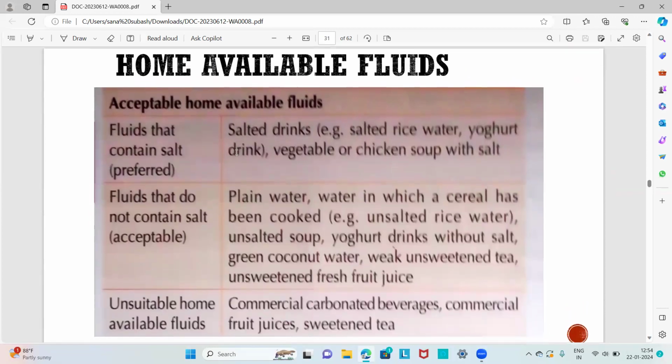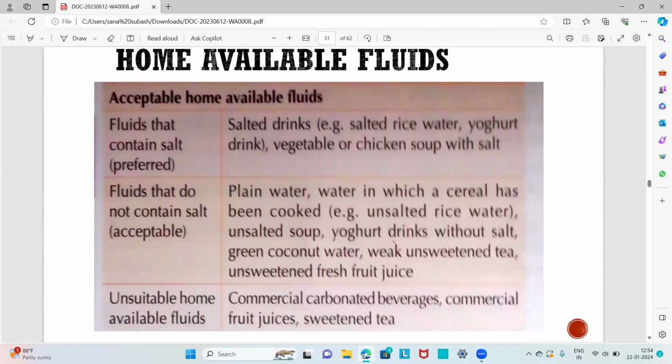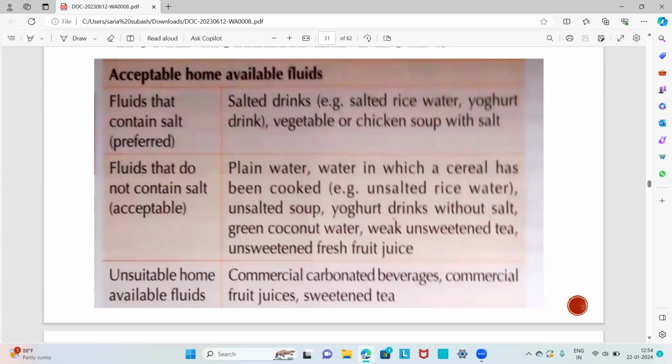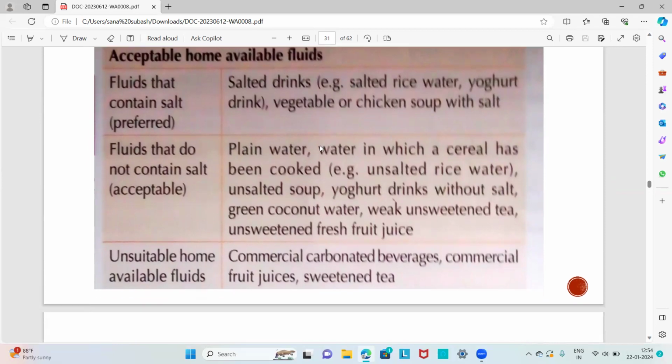Then about the home available fluids: instead of ORS, we can also give home available fluids to the children. Acceptable home available fluids are the fluids that contain salts. Preferred are salted drinks, that is salted rice water and yogurt, vegetable or chicken soup with salt. And fluids that do not contain salt are also acceptable.